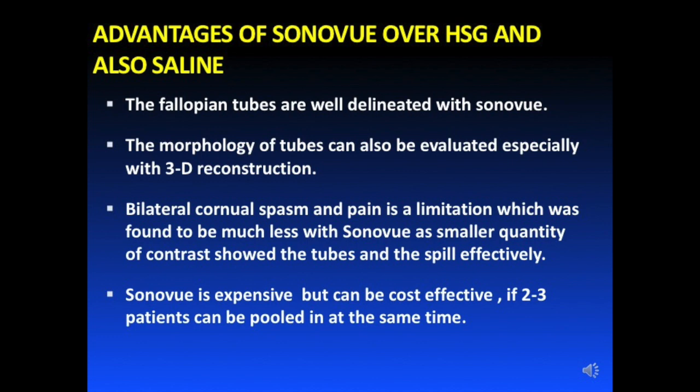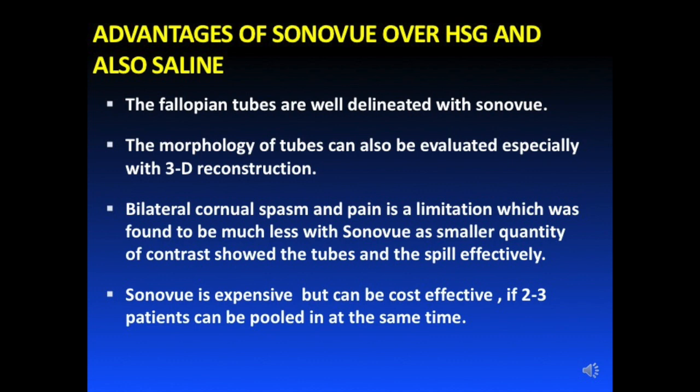with Sonovue. The morphology of the tubes can also be evaluated, especially with 3D reconstruction. Bilateral cornual spasm and pain is a limitation. But this was much less with Sonovue as compared to saline and even HSG, because a very small quantity of contrast, as small as 2 cc, was enough to evaluate the tubes and also the spill.